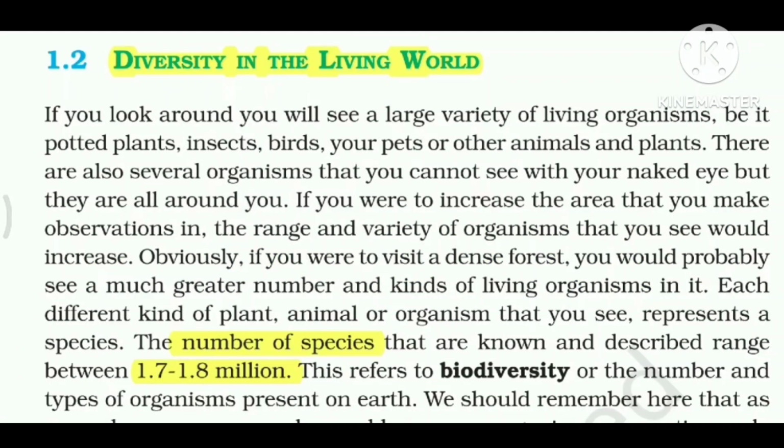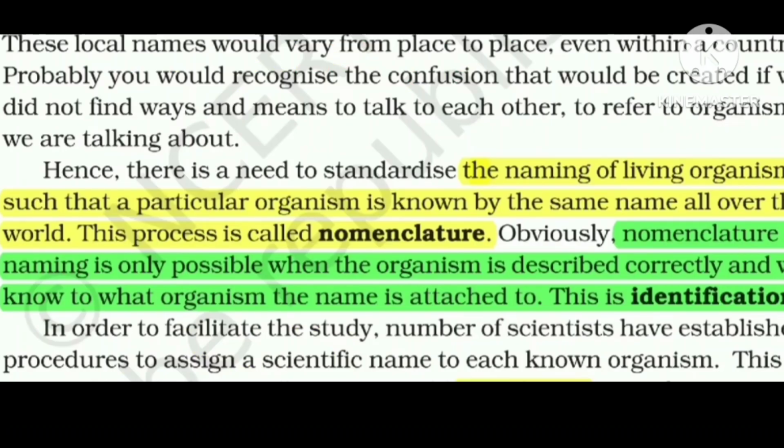We can see diversity in the living world and organisms. And what is biodiversity? That is the number and types of organisms present on Earth, and we have to remember that 1.7 to 1.8 million species are found. Now we see diversity in living organisms. We found 1.7 to 1.8 million species of organisms. Now we have to standardize them.